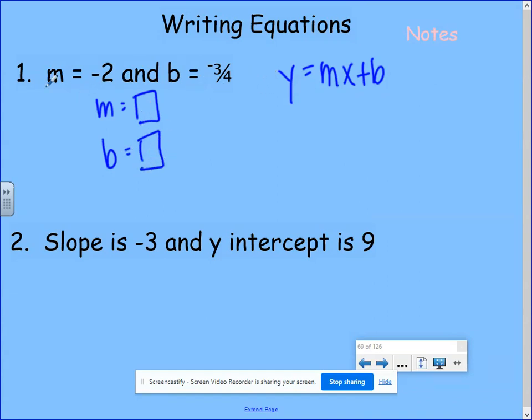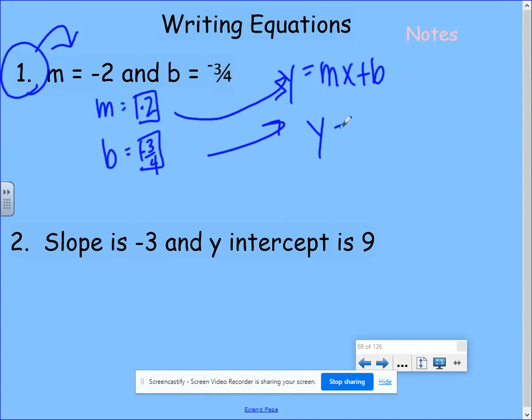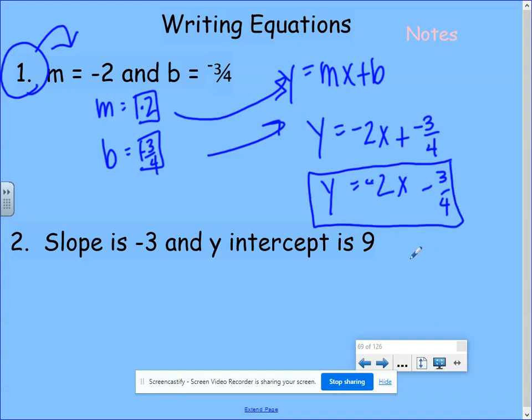Well, you are lucky if this is the information you're given, because in this first example, they come right out and tell us that the m is a -2 and that the b is a -3/4. And so all we have to do is plug it into this equation and we win the game. So y equals -2x, so I'm putting the -2 in the m spot, plus -3/4, which is the b, so it's going in the b spot. And then, of course, we undo the change, the plus negative, and turn it back into just a -3/4. Boom, we win the game.